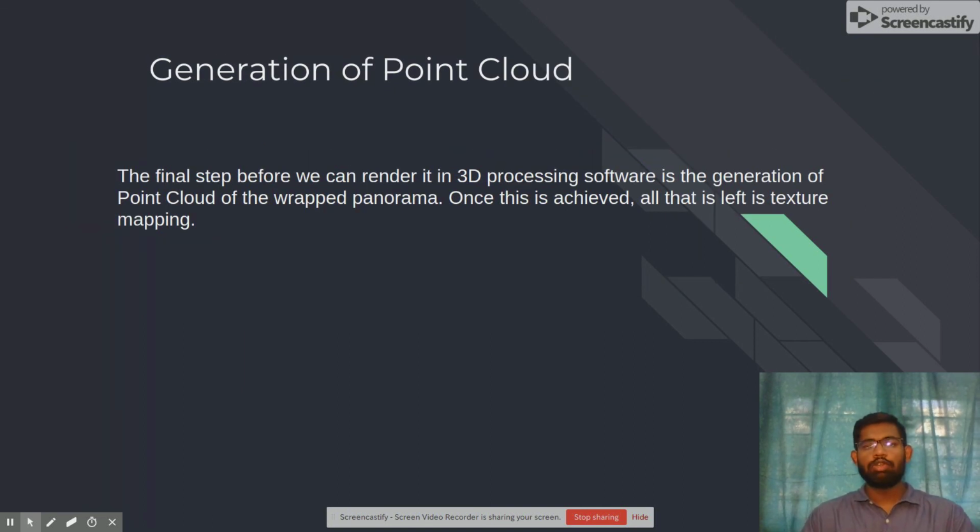Generation of point cloud. The final step before we can render it in 3D post-processing software is the generation of a point cloud of the wrapped panorama. Once this is achieved, all that is left is texture mapping.